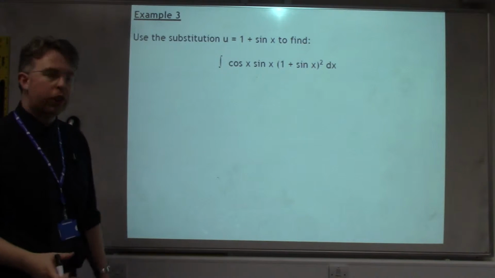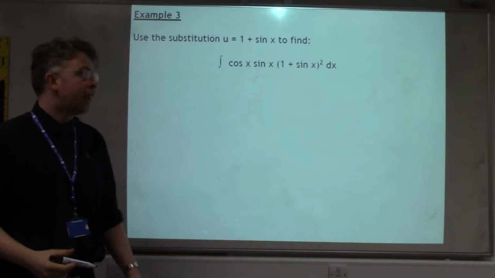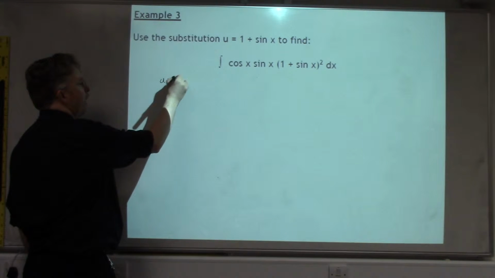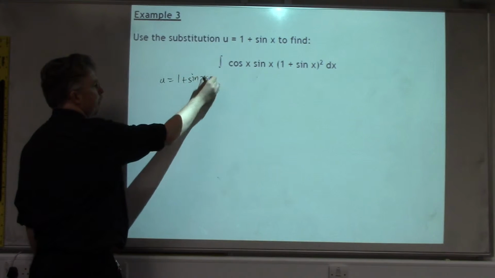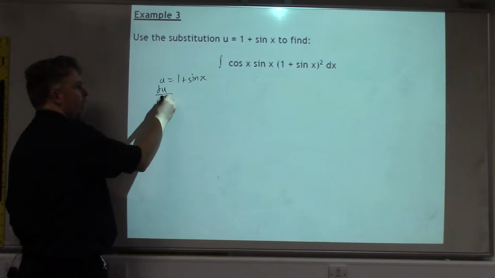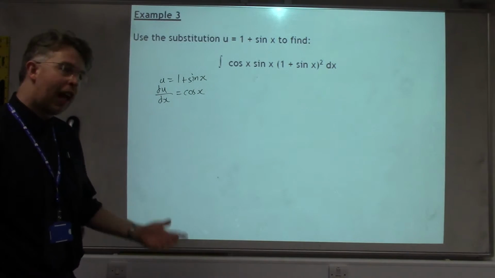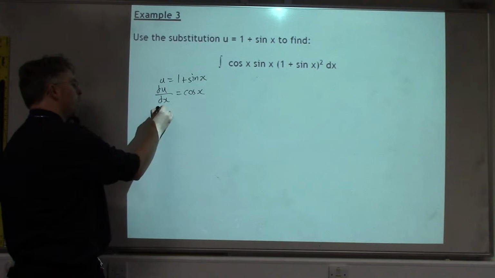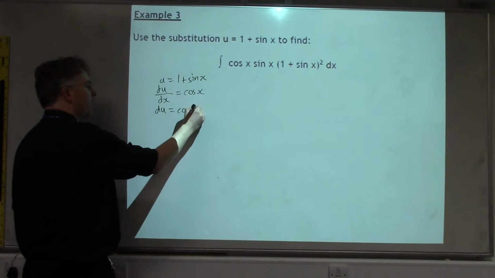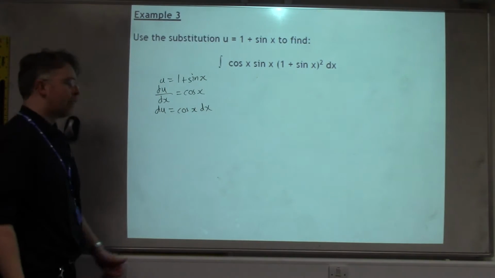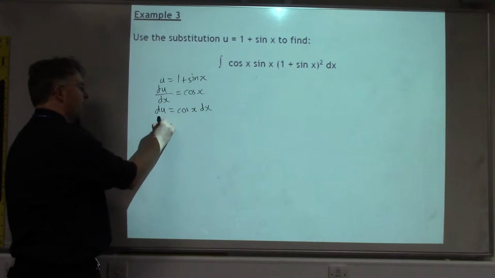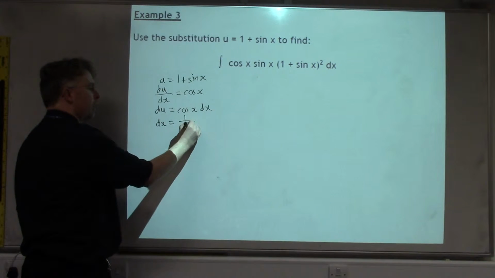Now again we've got substitution, u equals 1 plus sine x. So very first step, as always, is to differentiate. So du by dx equals cos x. Again rearrange: du equals cos x dx. Divide by the cos x: dx equals 1 over cos x du.